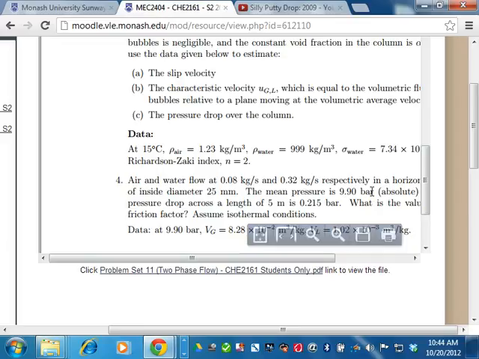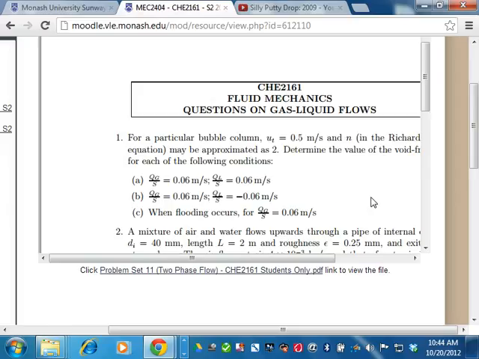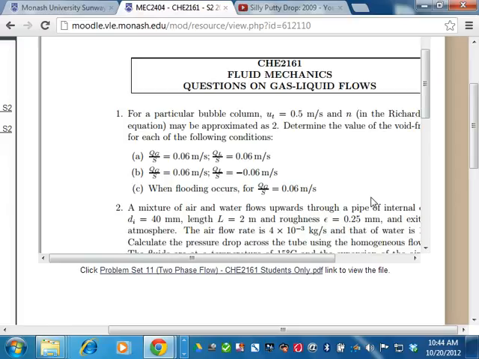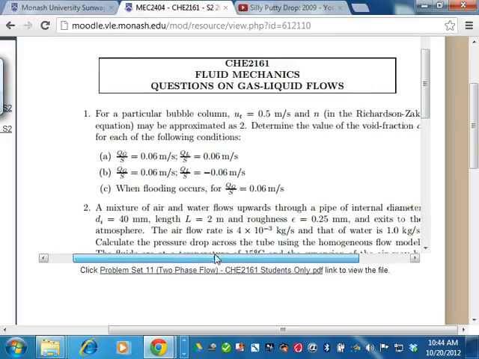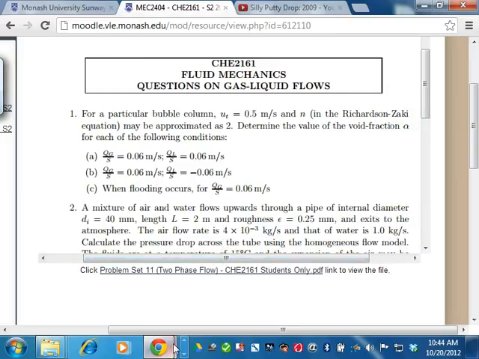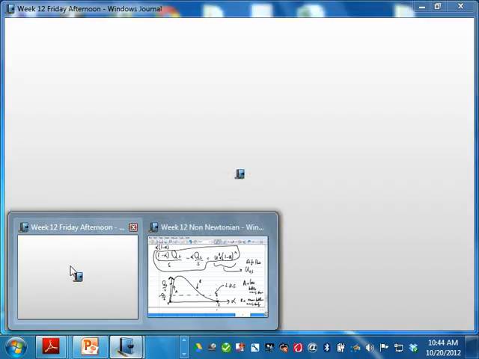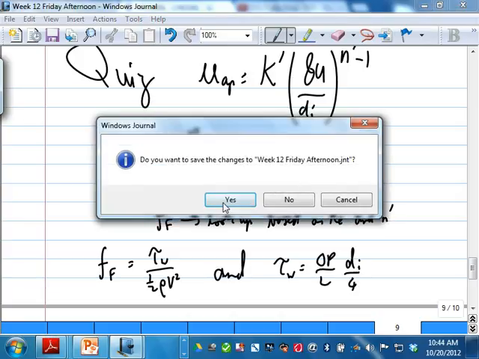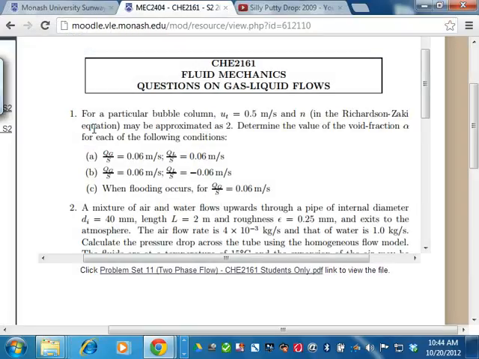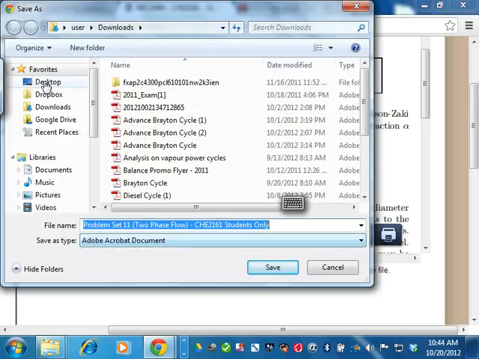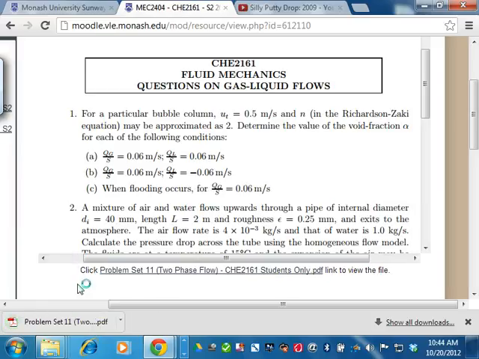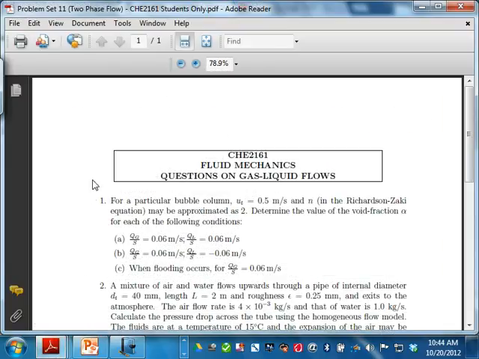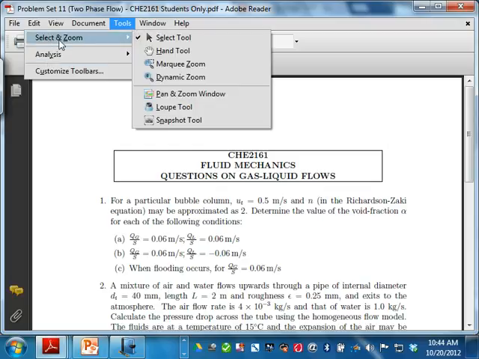Okay, I think you can do question 1 and 3 already. Question 2 and 4 is the pressure drop one. So you do question 1 first. Here. What's this one? Tools, select and zoom.